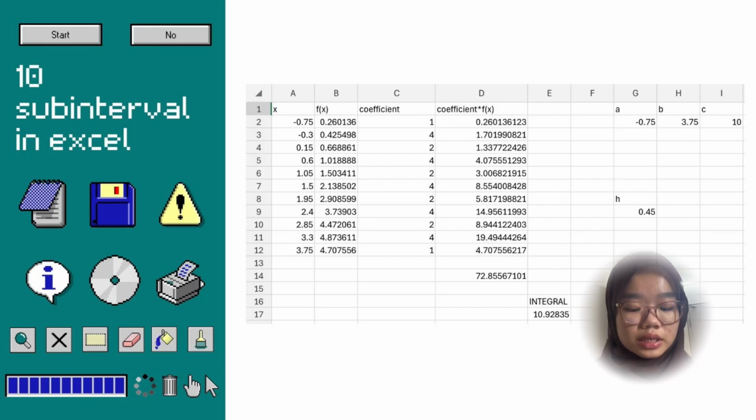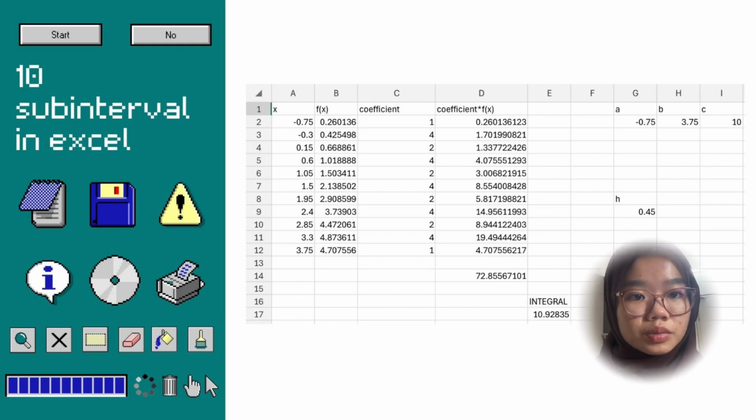We obtain the sum is 70.85567101. The integral we obtain is 10.92835.